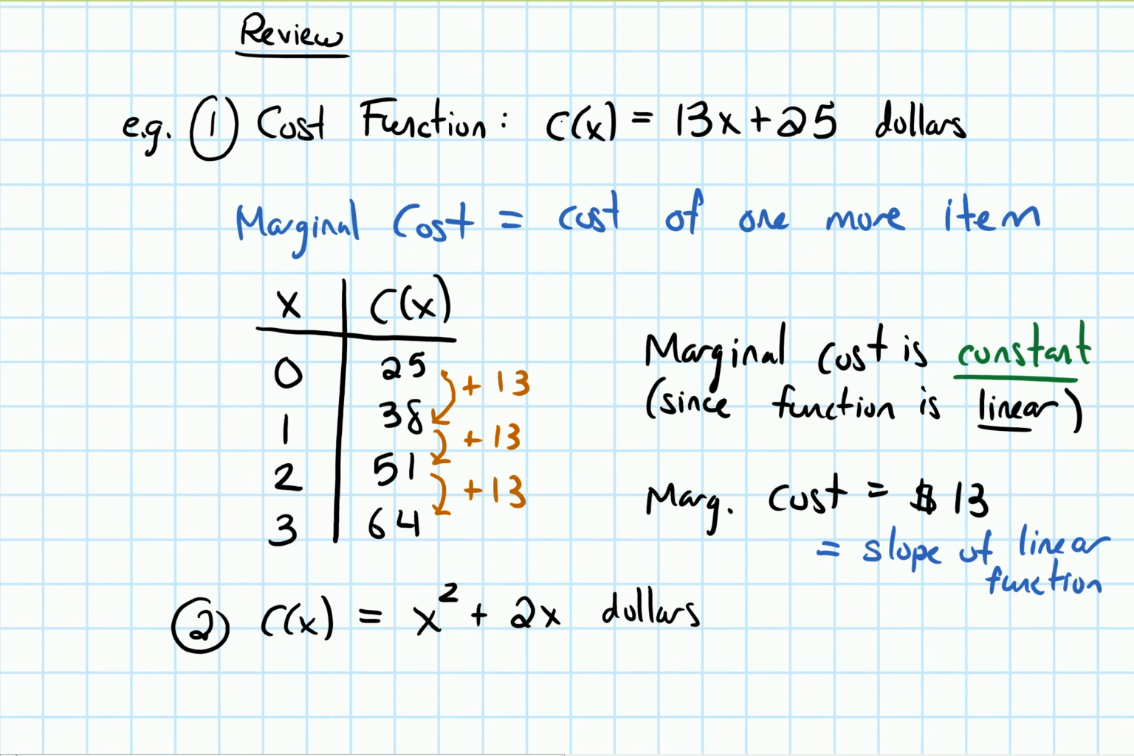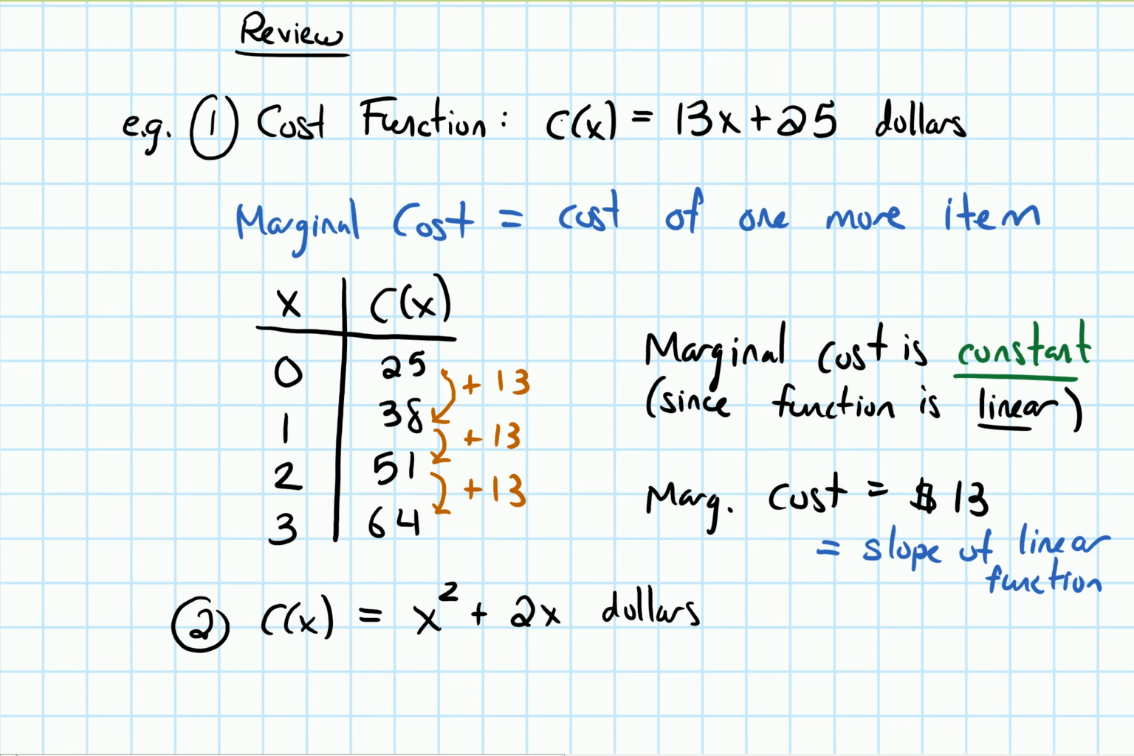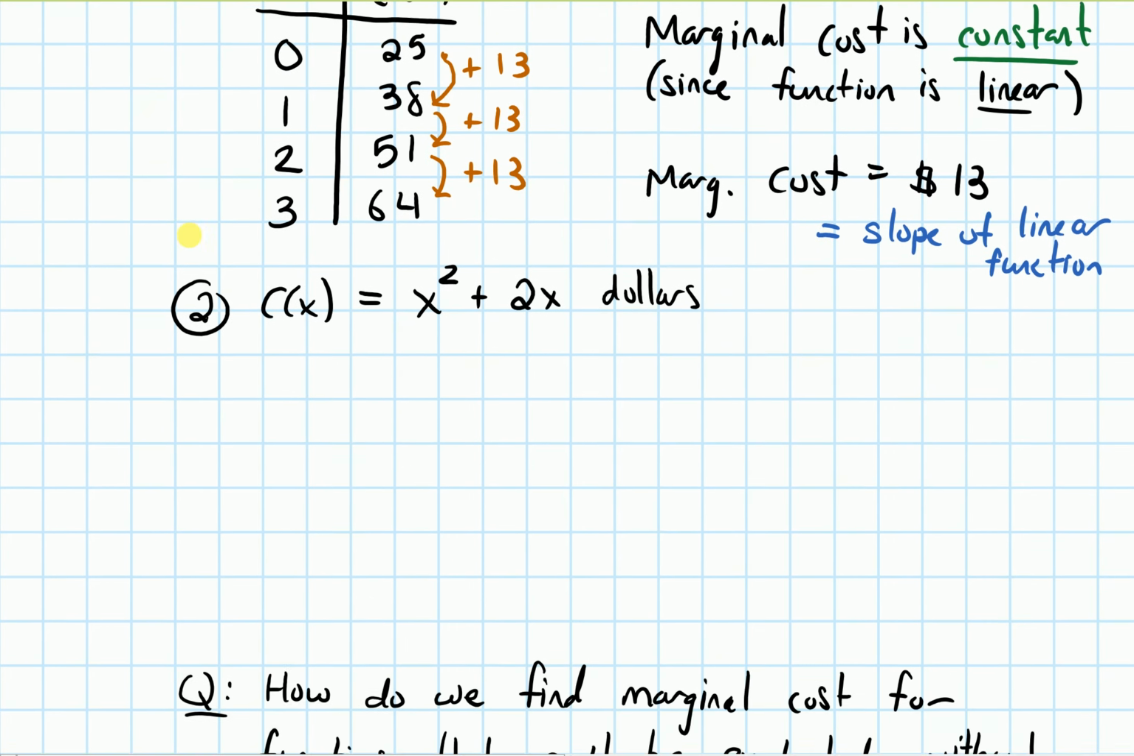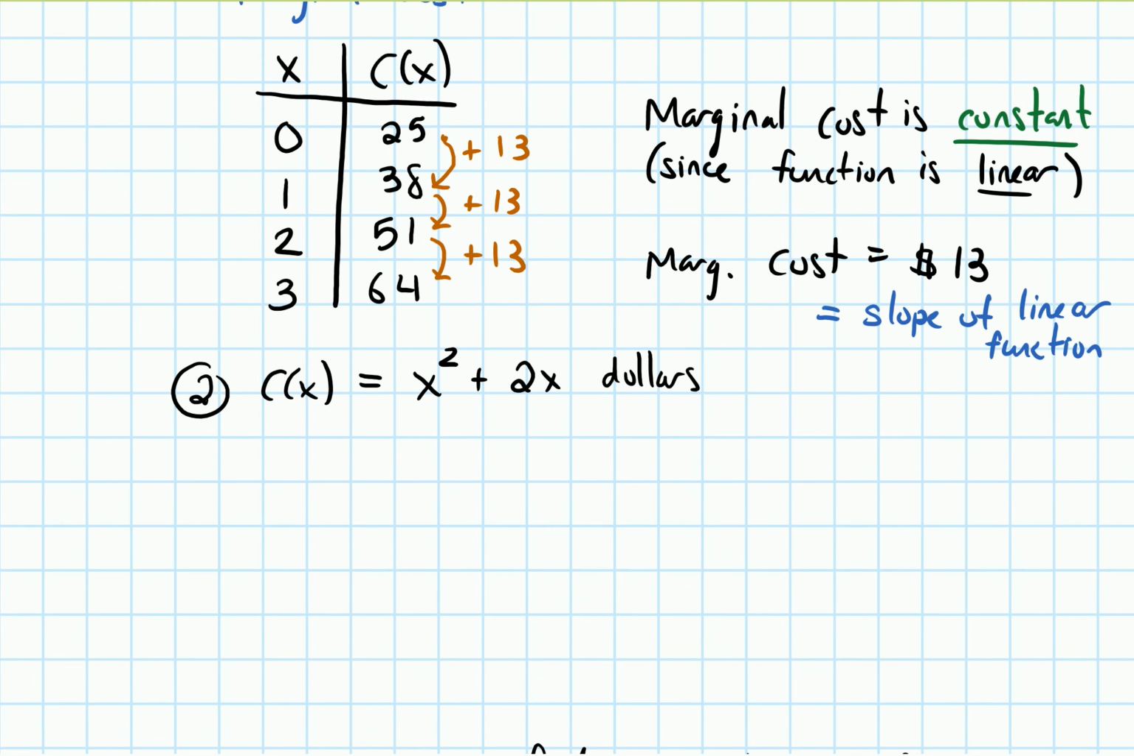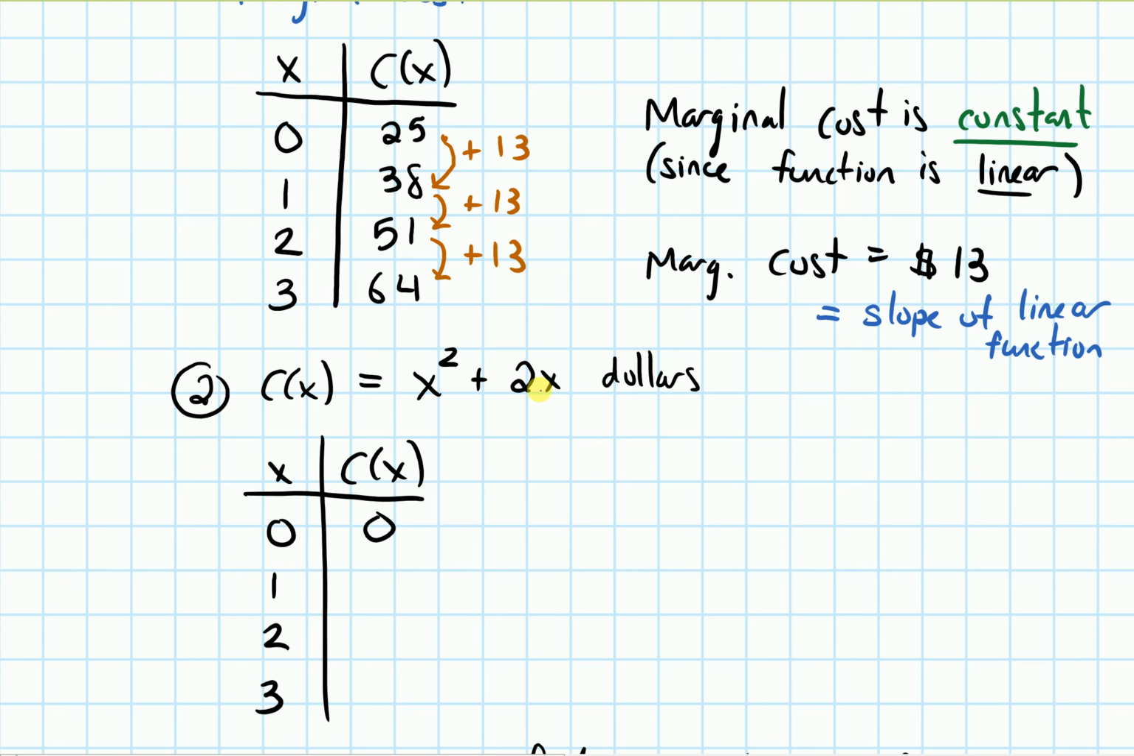Alright, so what if my function is not linear? What if I have something like x squared plus 2x as my cost function? Well, I can't just read off the slope because this isn't a linear function. Instead, I can make a table of values, keeping track of x and c of x, and I'll do 0, 1, 2, and 3 again. Plugging 0 in, we get 0 squared plus 2 times 0, which is 0. Plugging 1 in, we get 1 squared plus 2 times 1, which is 3. If I plug 2 in, we'll get 8. If I plug 3 in, we will get 15.